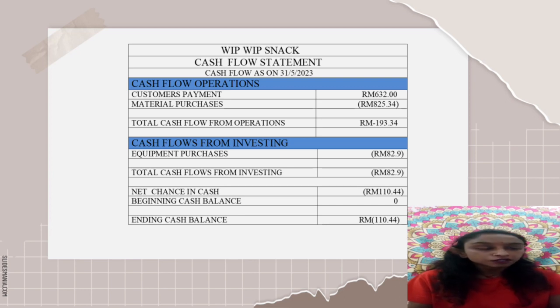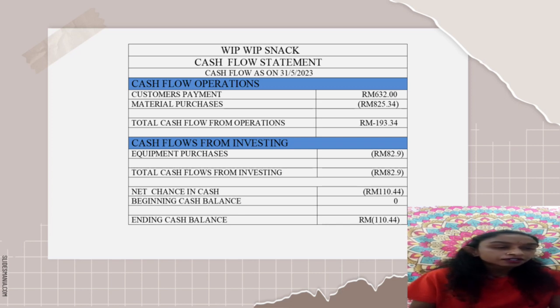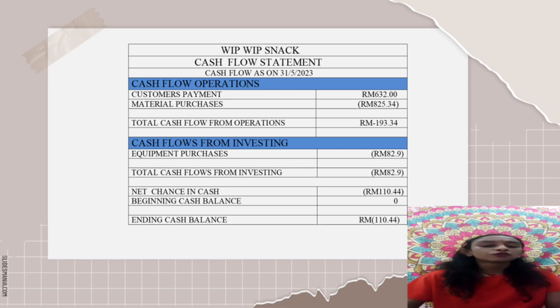Equipment purchases will be RM82.90. Total cash flows from investing will be RM82.90. Net change in cash will be 110.44. So beginning cash balance will be 0 and ending cash balance will be RM110.44.